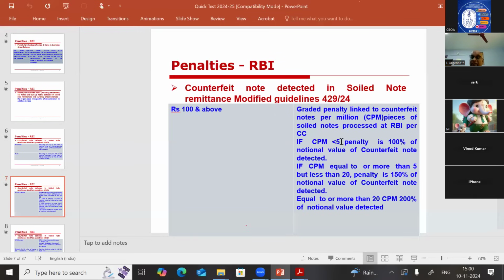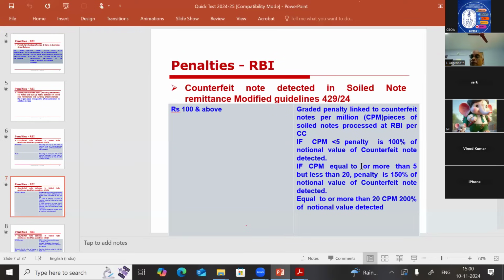So a grade is given. If the CPM is less than 5, the penalty is 100% of the notional value of the counterfeit note deducted. That's all. So let's assume the CPM is less than 5 and a 200 rupees note is deducted. So 200 rupees. Now you compensate 200 rupees.